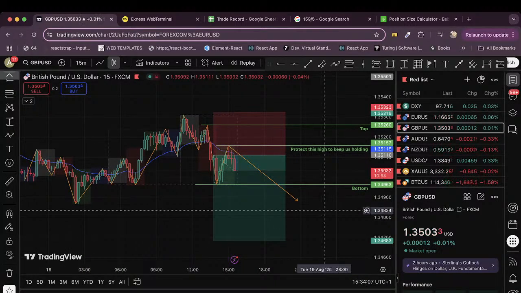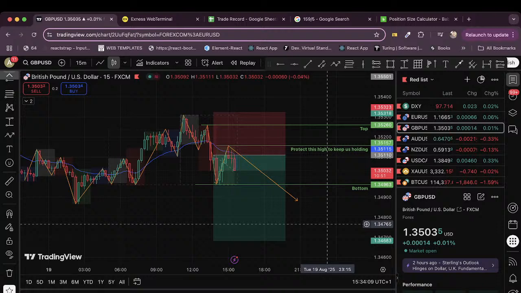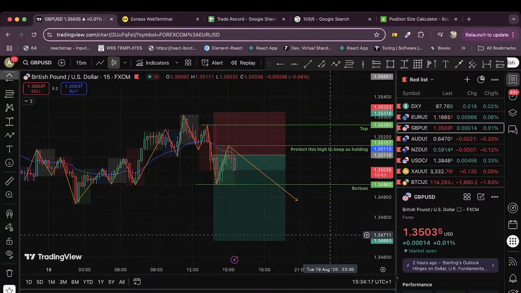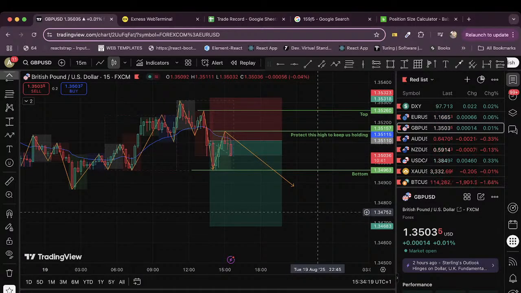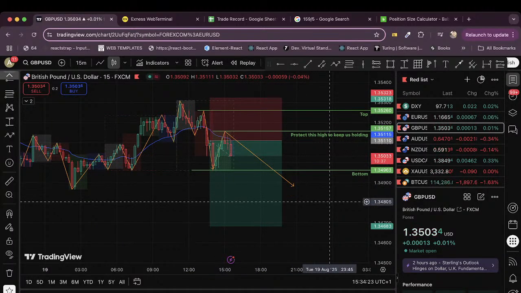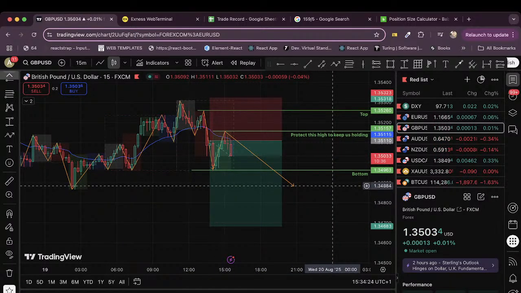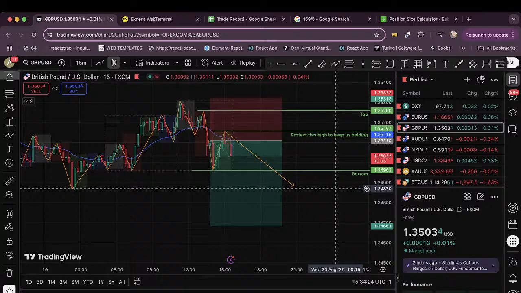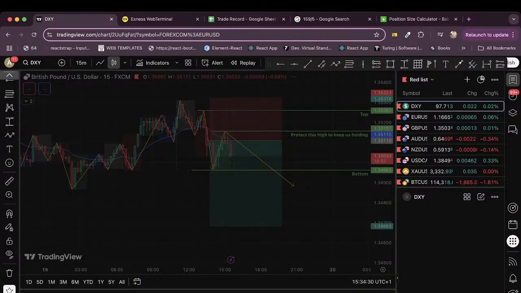So just by looking at the DXY and looking at the major pairs, you can pretty much see how we've been navigating it, one step at a time, although it's quite slow. In a faster market movement, I think we would have covered a lot of ground. But yeah, let's see what's going on.